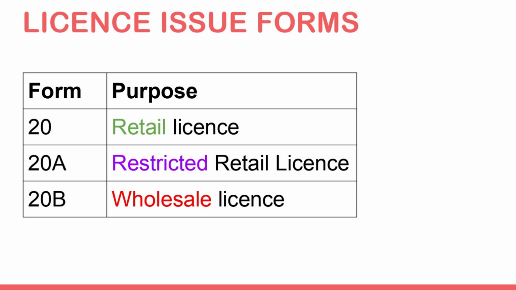Here also you can connect the letter A with the restricted license by remembering the word air. Air starts with A and ends with R. A is for form number 20A and R is for restricted license. For sale of certain drugs, a qualified person is not needed.